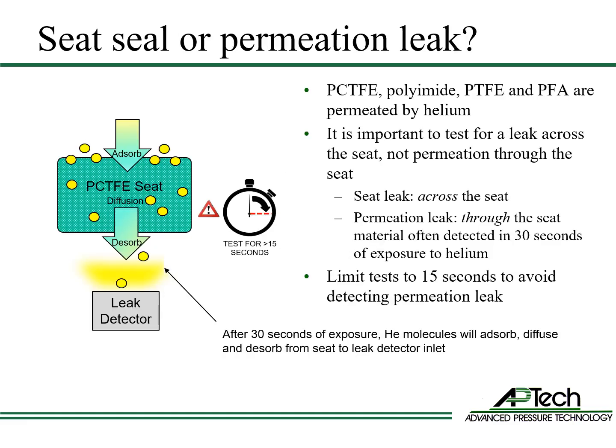With helium leak testing, it's important to note the difference between an across-the-seat leak and a seat permeation leak. A seat permeation leak is a leak through the seat material. A permeation leak will be detected quickly after seat exposure to helium. Even if the seat is sealing normally, a permeation leak will be detected in 30 seconds or less. Common seat materials are easily permeated by helium in 30 seconds exposure time. APTech recommends that an across-the-seat leak test is completed within 15 seconds or less to avoid detection of a permeation leak.